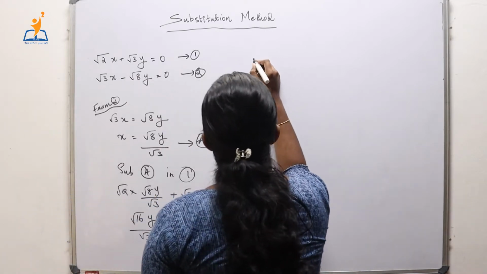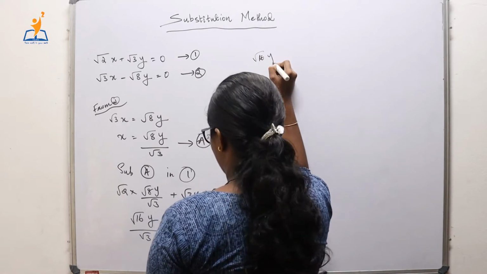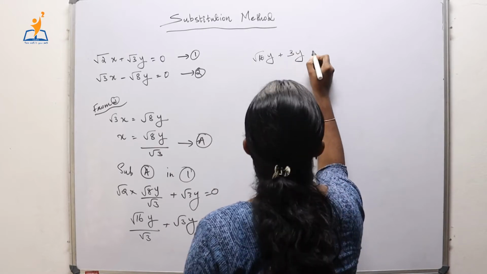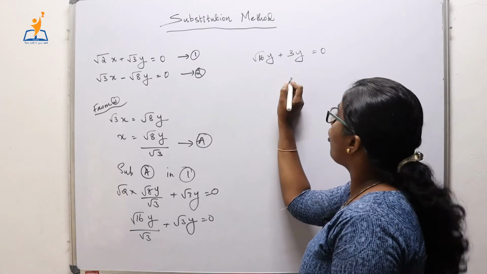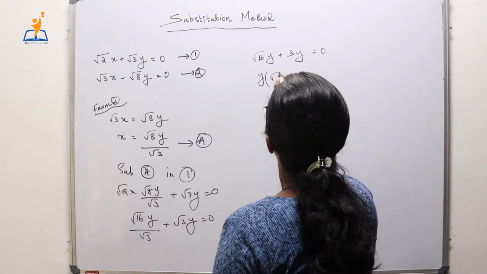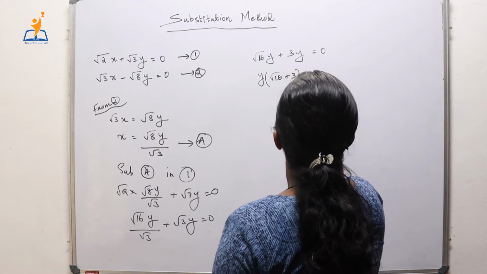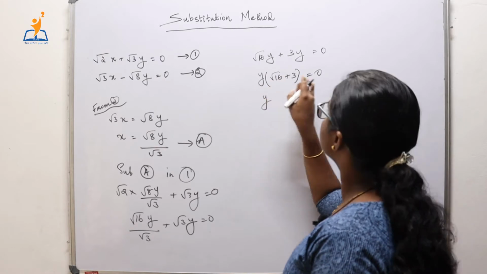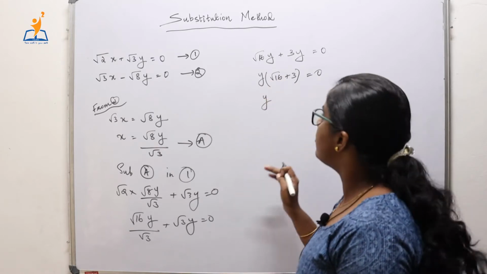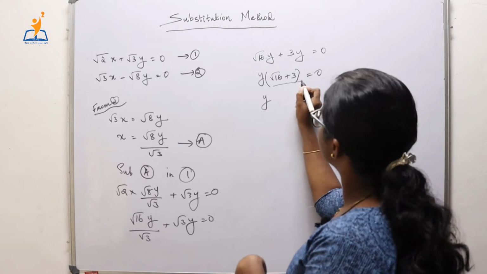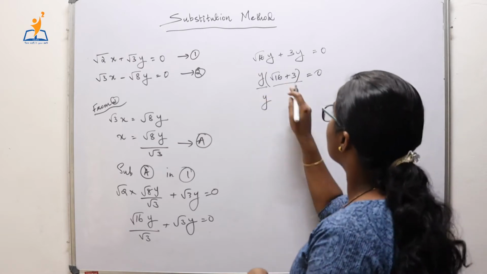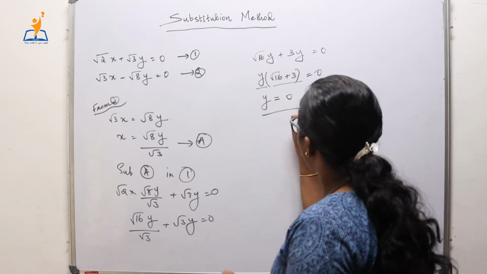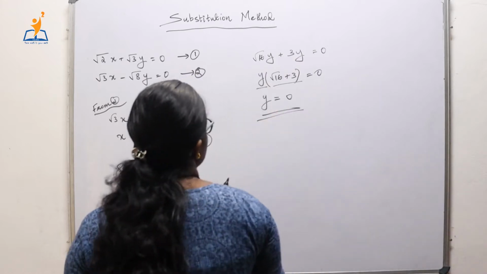From here we have root 16y plus root 3 into root 3 is 3y equals to 0. We can take y common here. Now y into (root 16 plus 3) equals to 0. Now which implies we know that this is a product and that product is equal to 0, which means either this equals to 0 or this equals to 0. Since root 16 plus 3 cannot be 0, we can say that y is 0. So we got y as 0.